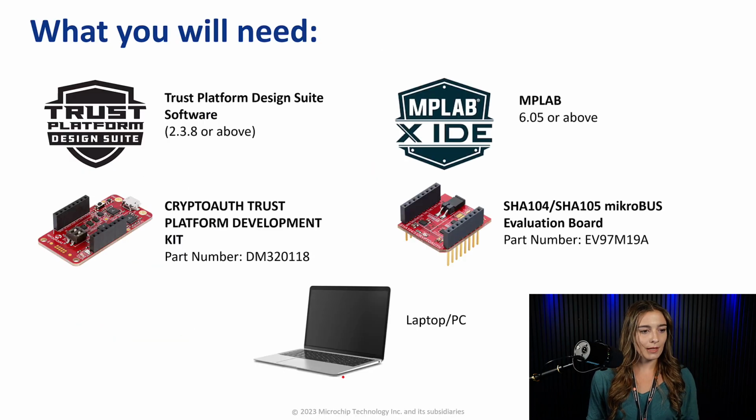So what we'll need for this use case is the Trust Platform Design Suite software. You'll also need the MPLAB software. For hardware, what we'll need is the CryptoAuth Trust Platform Development Kit, along with the SHA104-105 mikroBUS evaluation board. And then in addition to all that, all you'll need is your laptop and a micro USB cable. So let's get started with implementation.